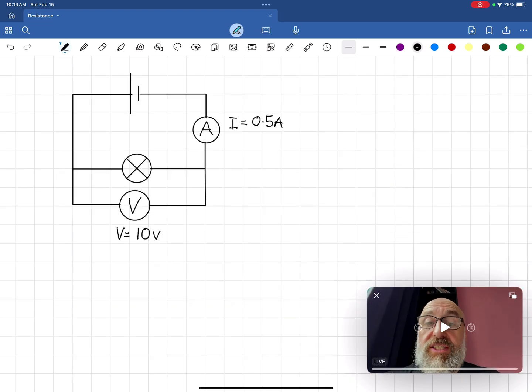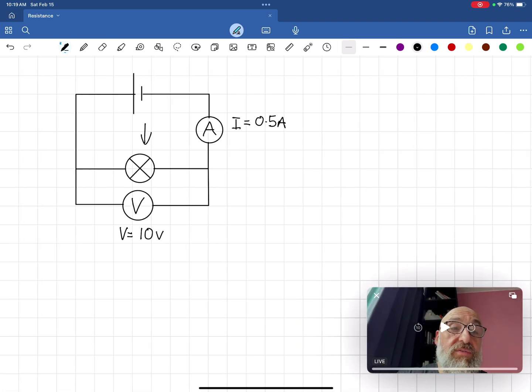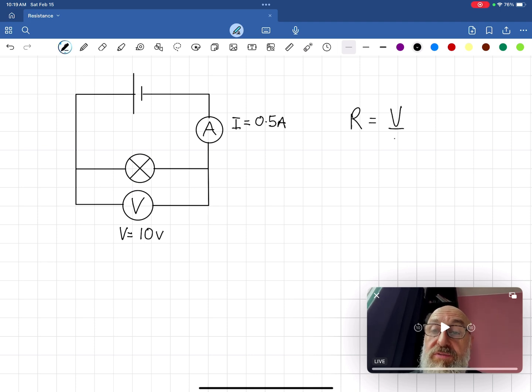So how do we measure resistance? Well, measuring resistance is really quite straightforward. Let's imagine we want to measure the resistance of this bulb. Well, what we need to do is we need to find the two properties that come into our equation. We know that resistance is the potential difference divided by the current, so we're going to need pieces of equipment that can measure that.